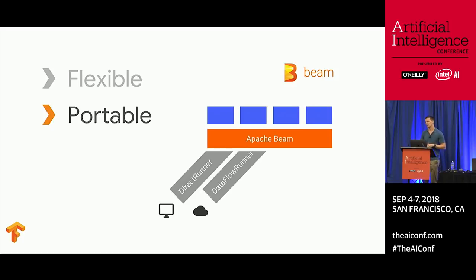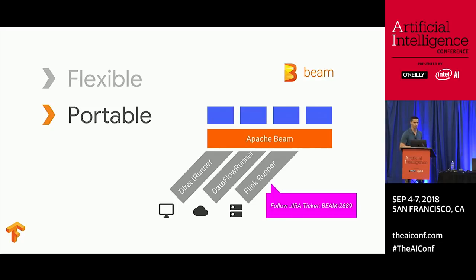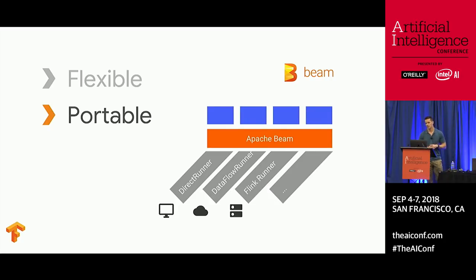Then there's a Dataflow runner with which you can run these same pipelines at scale on Cloud Dataflow. There's a Flink runner that's being developed right now by the community. There's a Jira ticket that you can follow for the status updates on this. I'm being told it's going to be ready at some point later this year. And the community is also working on more runners so that these pipelines are becoming more portable and can be run in more different environments.